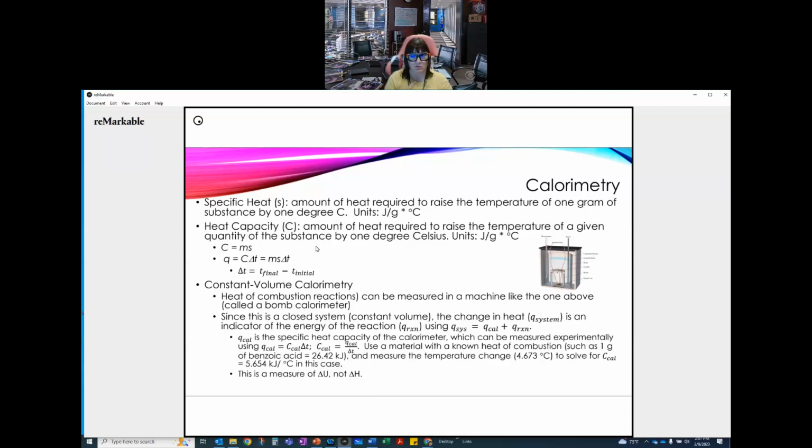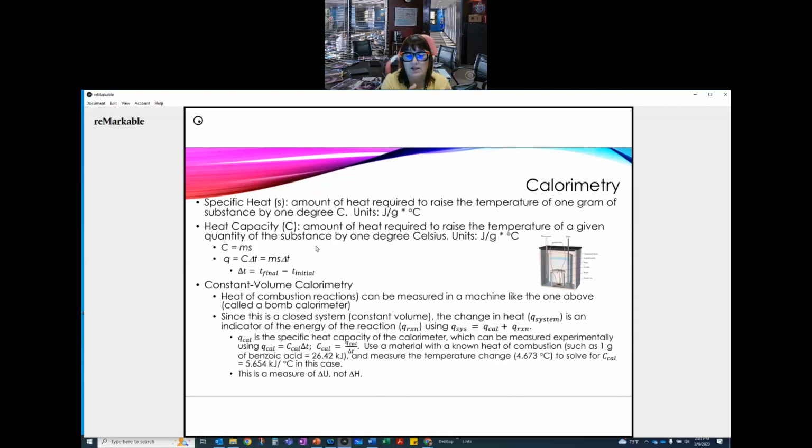And it's always T final minus T initial. Remember that they need to say that way because it's important for the signage. When we do heat of combustion reactions, they can be measured in a machine like the one above. It's called the bomb calorimeter, which I actually mentioned. It's a closed system, constant volume. The change in heat, Q system, is an indicator of the energy of the reaction.